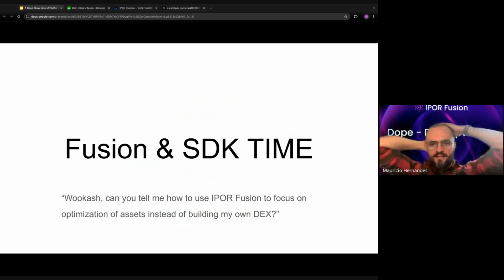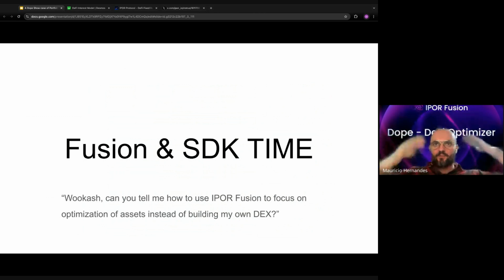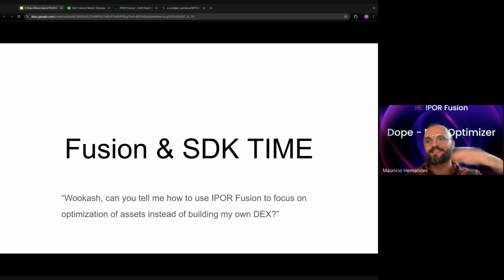But one thing that is very interesting on Fusion, and I'm going to call Lukash right now, is that I built my own DEXs as well, and it's a nightmare. I would really just want to focus on optimization of assets, like portfolio management, basically, right? So I ask you, Lukash, how can IPOR Fusion help me focus on optimization of assets instead of rebuilding my own DEXs again?